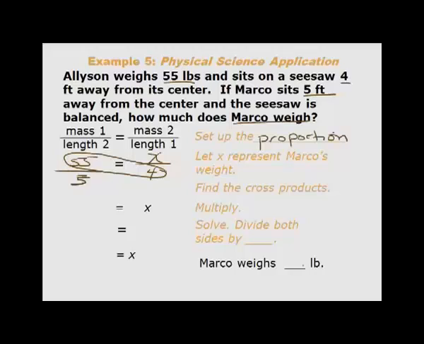Let's find the cross product. 55 times 4 is 220 equals 5 times x, which is 5x. Solve by dividing both sides by 5. In that case, 44 equals x. So Marco weighs 44 pounds.